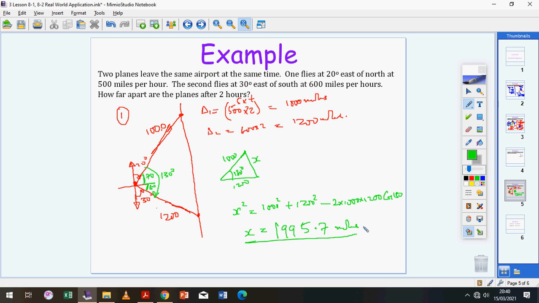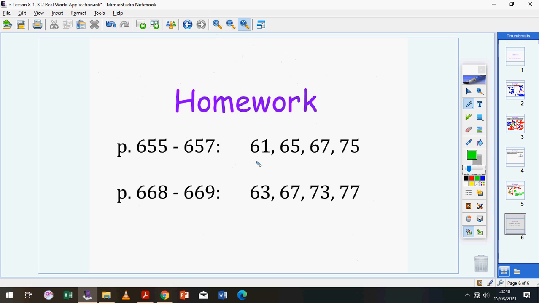So think of if you're living from the same airport with somebody, but you're both going in different directions, then you can always know, if you know the speed of both airplanes, you can always know how far apart you are from each other.